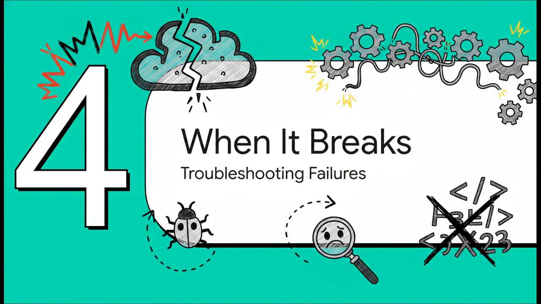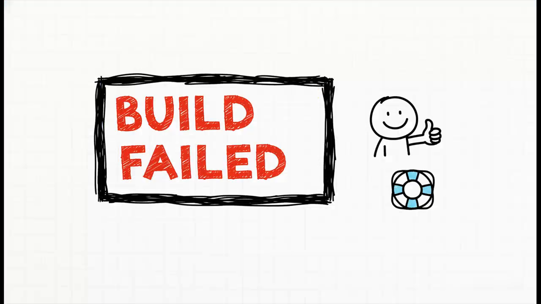All right, but let's be real. Things don't always go perfectly, right? It's not always green check marks and successful deployments. So what happens when that beautiful pipeline turns red? Yep. Eventually, you're gonna see this, the big, scary build failed message. But honestly, don't panic. This is a totally normal part of the process. The real skill is knowing how to figure out what went wrong.